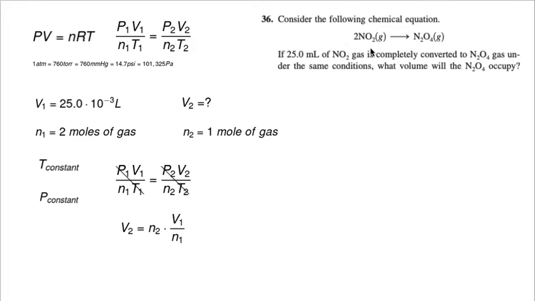So going from 2 moles to 1 mole, that's our N1 and N2. And then it says under the same conditions, so then we have temperature and pressure constant. Of course, we can bring our change in gas equation and solve for the missing variable.